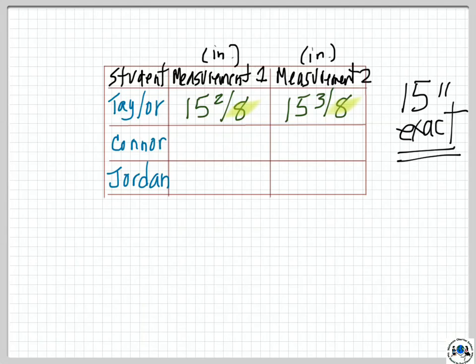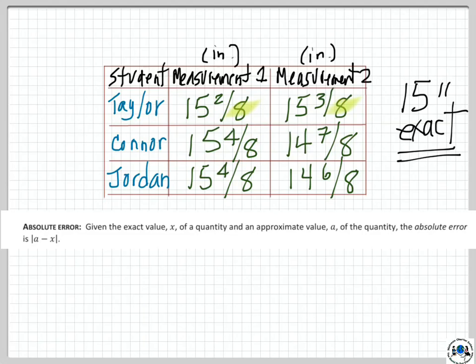Okay, all right. So Connor does it, and he gets 15 and 4/8, and then he gets 14 and 7/8, which is quite a big difference. Who knows what he did? He might have done something drastically wrong. Jordan as well gets two pretty diversely different answers.